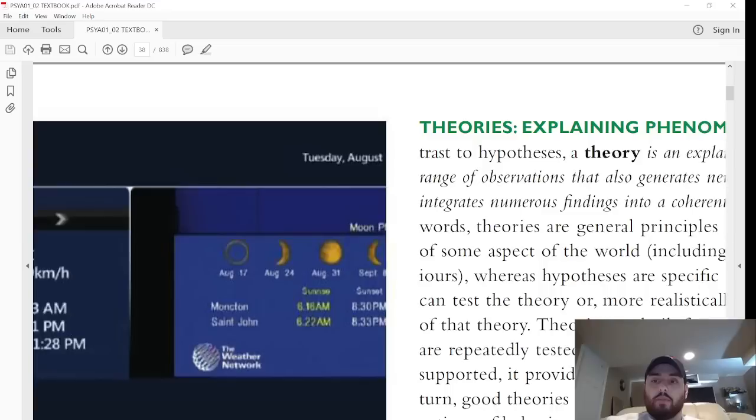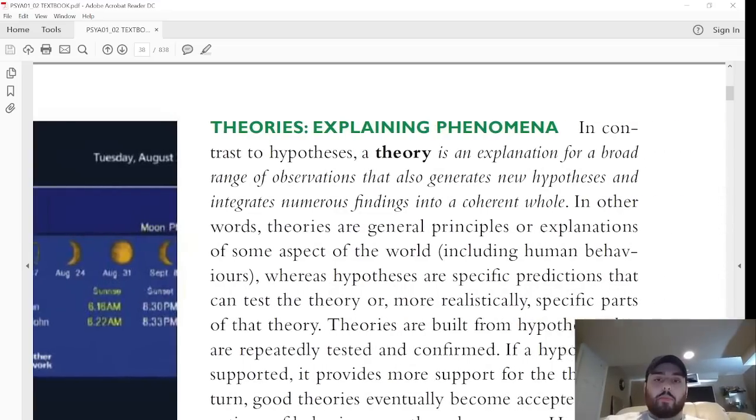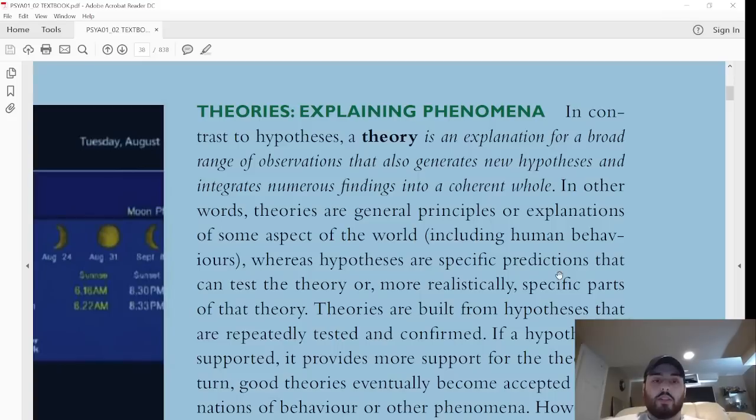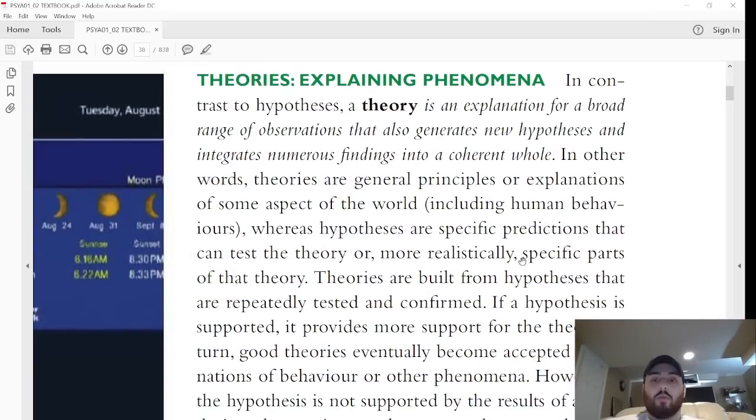So let's read more in depth here about what the theory is, right? In contrast to a hypothesis, a theory is an explanation for a broad range of observations that also generates new hypotheses and integrates numerous findings into a coherent whole. In other words, theories are general principles or explanations of some aspect of the world, including human behaviors, whereas hypotheses are specific predictions that can test the theory or, more realistically, specific parts of that theory.